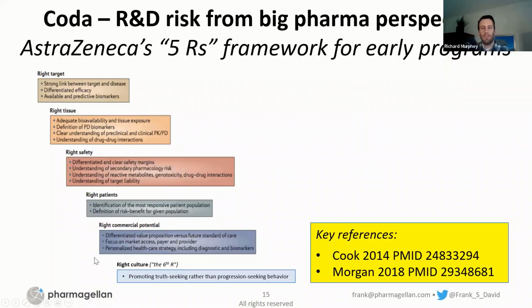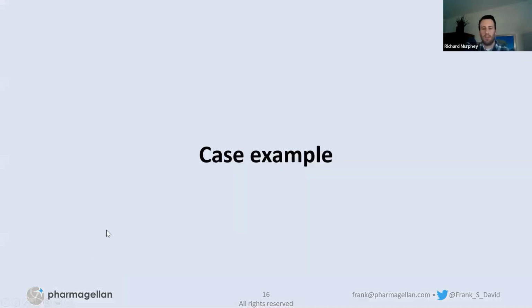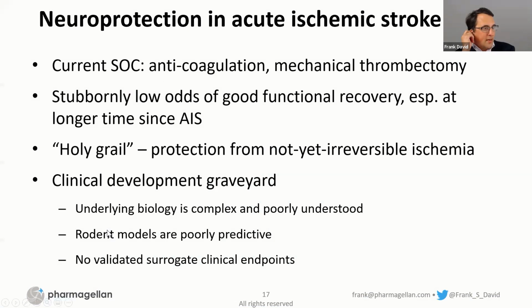All right. So you want to jump into the case example now? Right. So I chose a case which comes out of some client work that I did over the last couple of years. So we're going to stay in the acute ischemic stroke area.